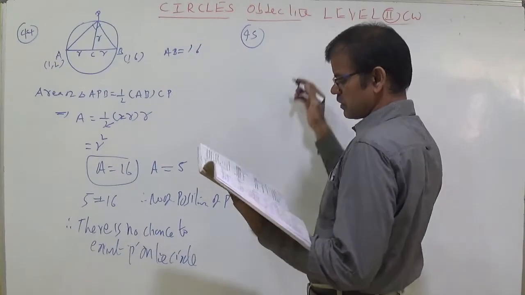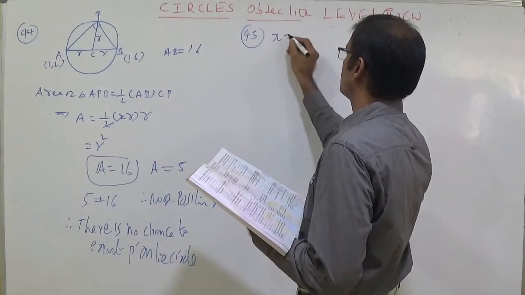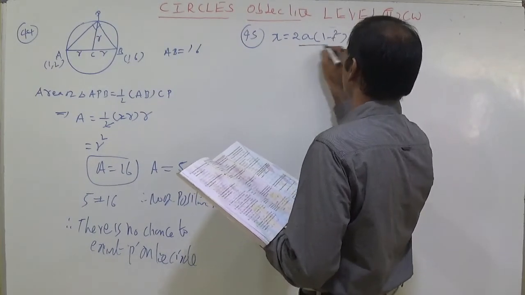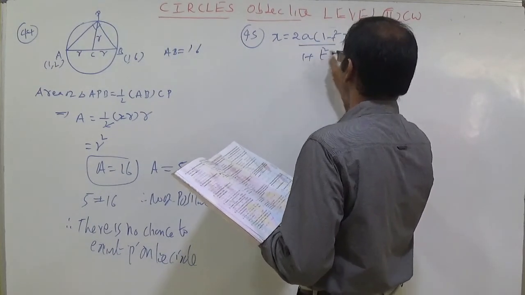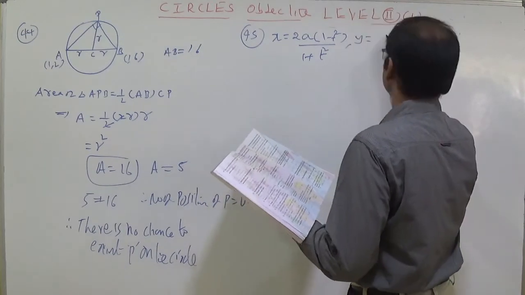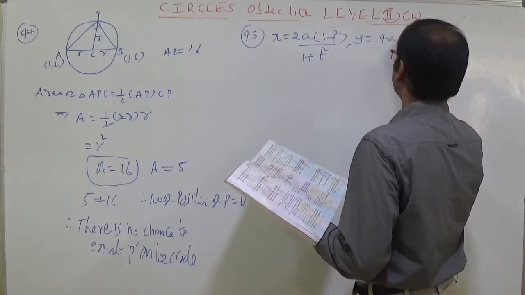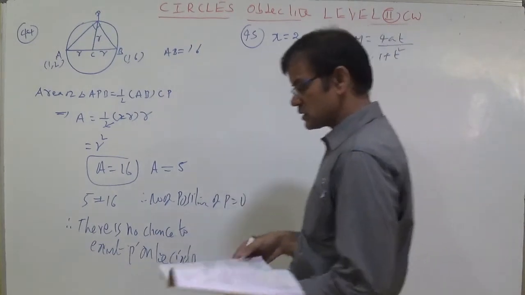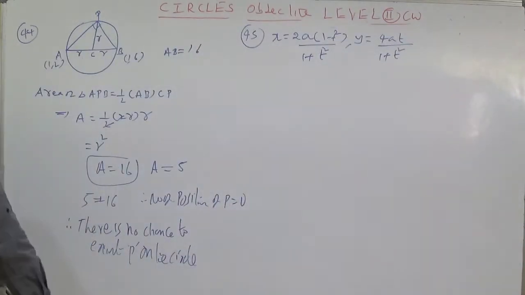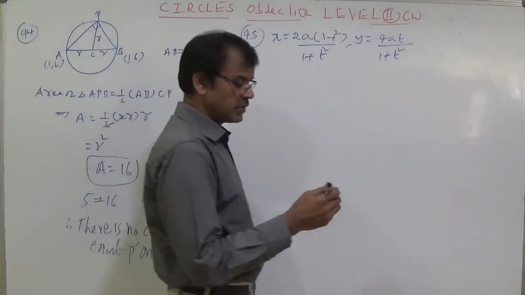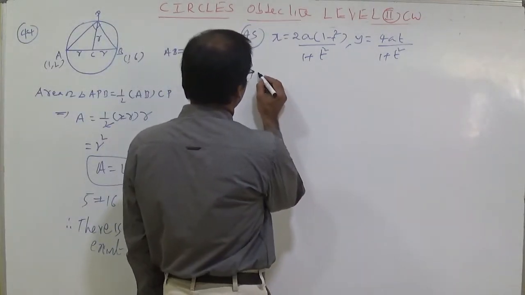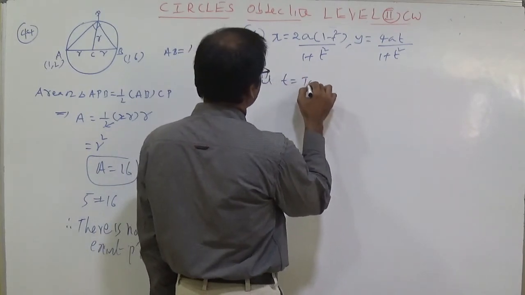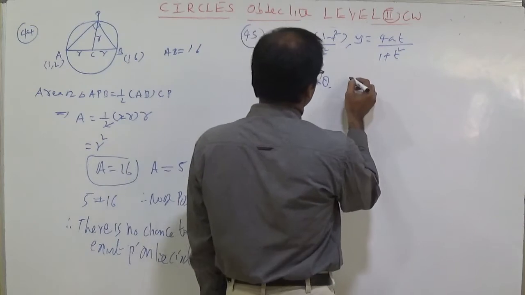The parametric equations x is equal to 2a into (1 minus t square) by (1 plus t square), y is equal to 4at by (1 plus t square), represent a circle whose radius is? This is a very easy question. It depends upon the parametric point. Put t is equal to tan theta.